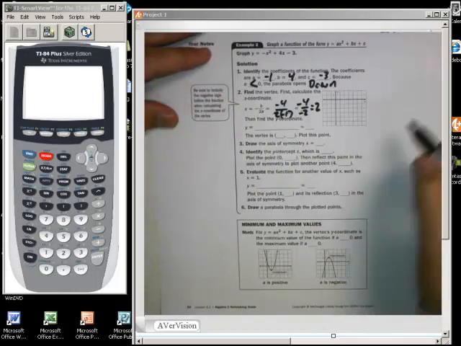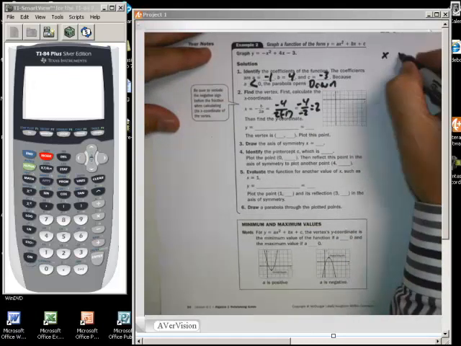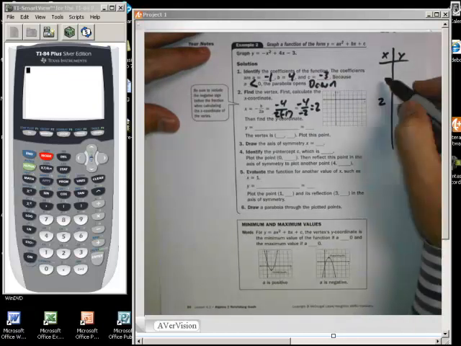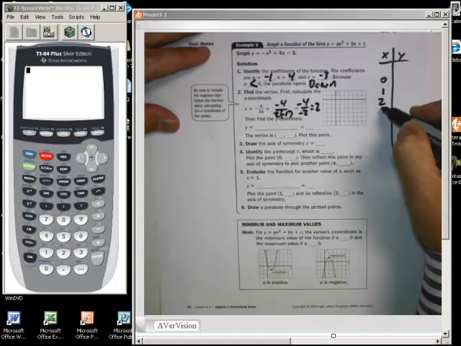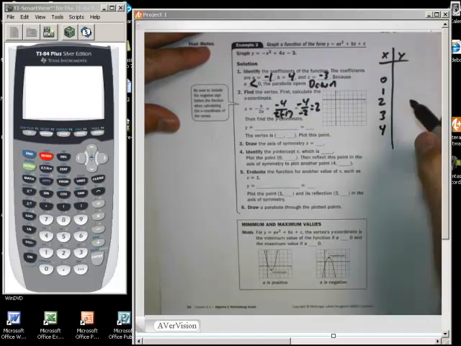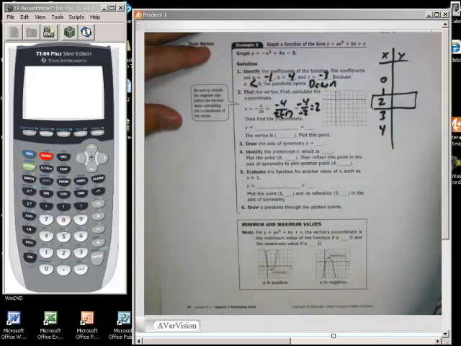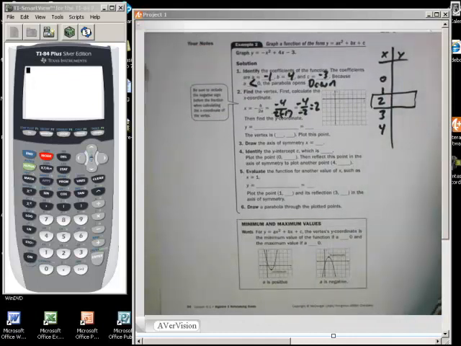That's a nice thing to have. And you might even want to put together an xy table over here and put the number 2 right in the middle. So you might want to start plotting the points 0, 1, 2 in the middle, 3, and 4. We know right away that this point is going to be the vertex, so we want to put that in the middle of the graph.